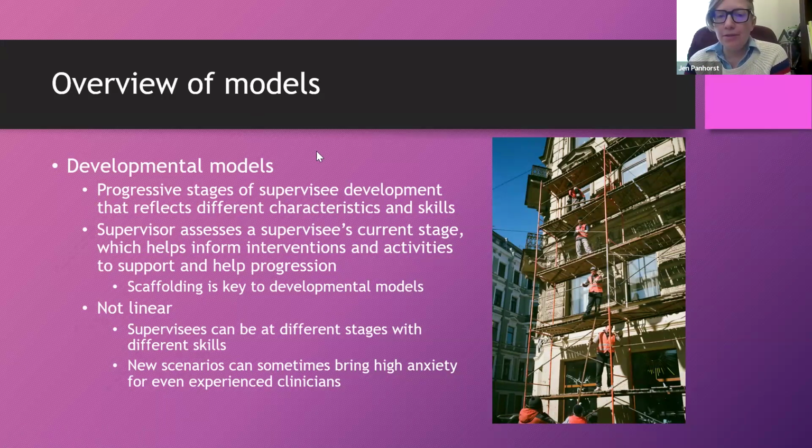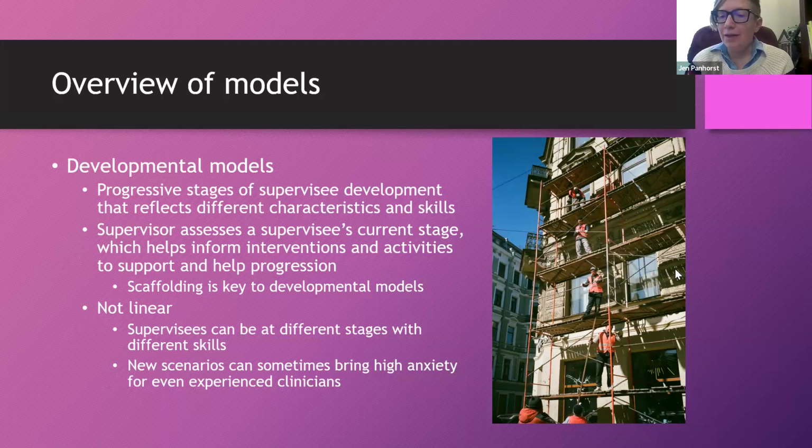So let's talk about the developmental models. So, this is progressive stages of supervisee development. And so there's basically different skills, different tasks that people are trying to accomplish at different levels. And this should give an idea of, the supervisor should do an assessment, informally, of where a supervisee is at, so that they can help them identify what are some of those things that are going to help them progress professionally. A lot of the models in this category refer to it as scaffolding.